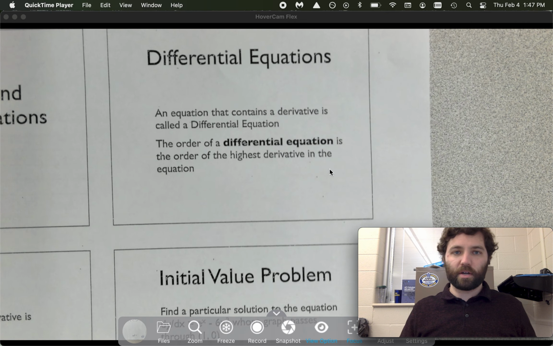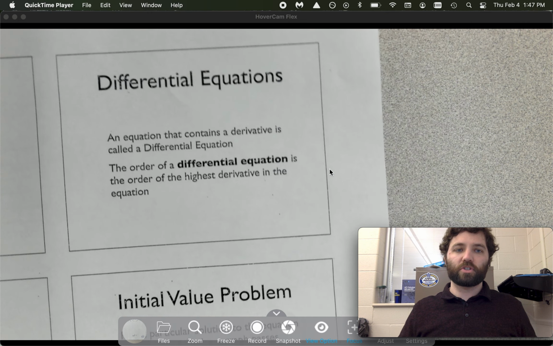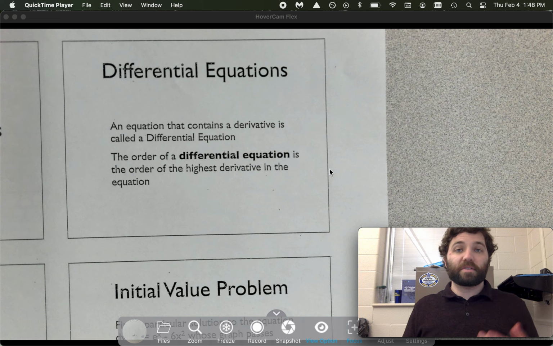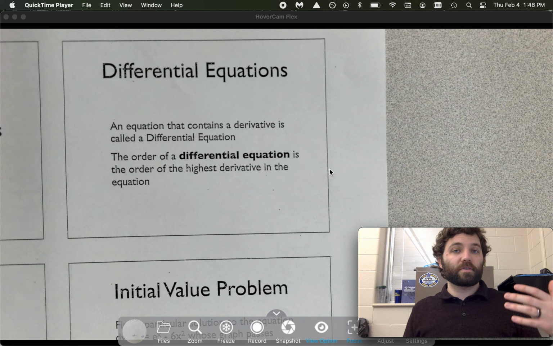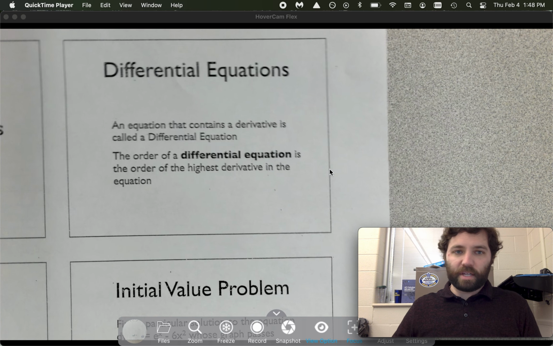So let's talk about differential equations quickly here. A differential equation is just an equation that contains a derivative in it. The order of a differential equation is just the order of the highest derivative in the equation. So a first order differential equation is just dy dx. A second order differential equation is just the second derivative of y with respect to x, and there will be 2's obviously. So that's all the order of a differential equation is. All right, so let's do a couple examples here.